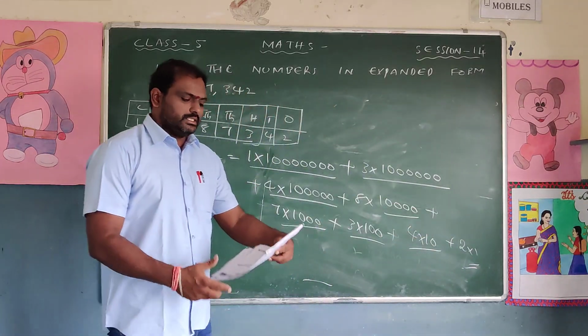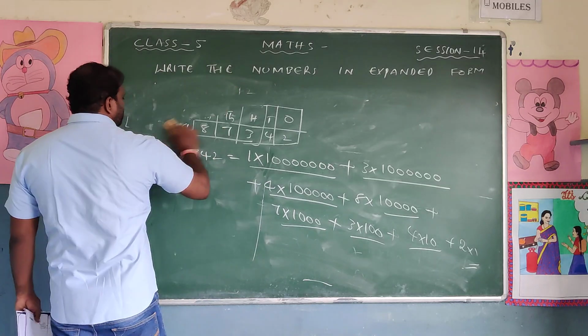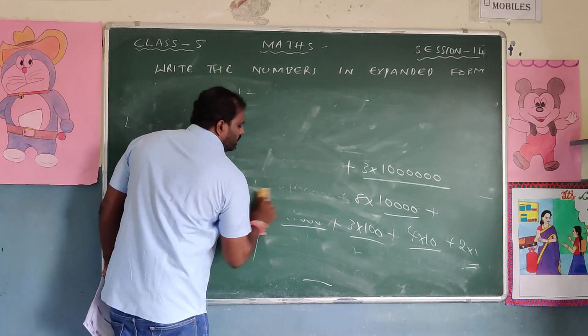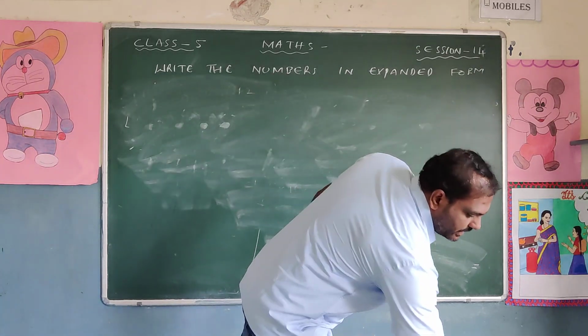This is the way to write. Got it? So these are the three sums I have explained. Now homework to you is the remaining three sums. What are the remaining three sums?